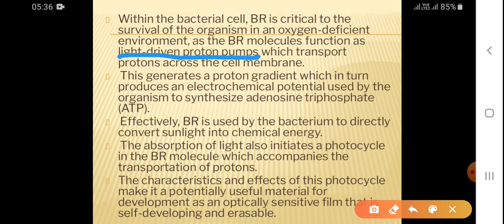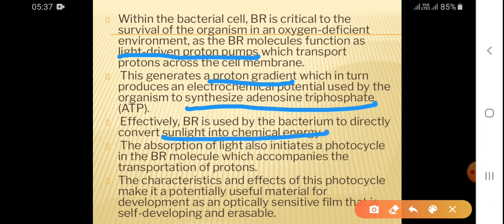Fine? It acts as a light-driven proton pump, which transfers the protons across the membrane, and this generates a proton gradient, right? Which in turn produces an electrochemical potential, which is used to synthesize ATP. So, effectively, the bacterium uses bacteriorhodopsin to convert the absorbed sunlight into chemical energy. Actually what happens, the absorption of the sunlight initiates a photocycle. Okay, we'll discuss this shortly. It initiates a photocycle which is accompanied by the transportation of protons.